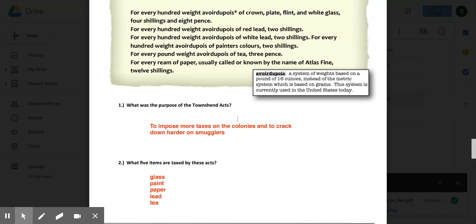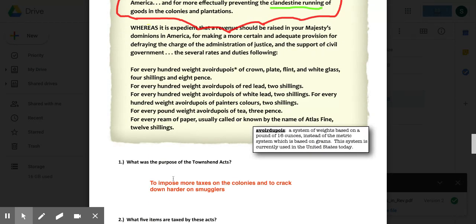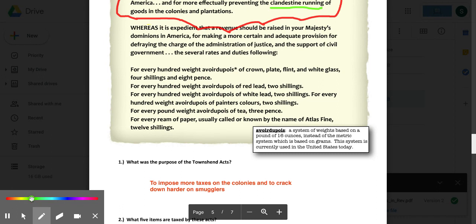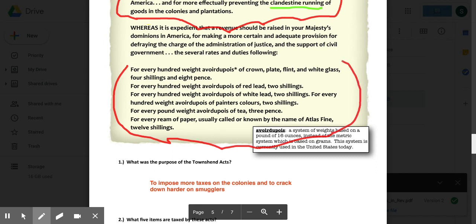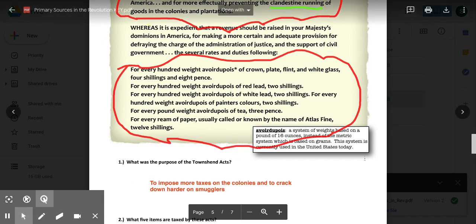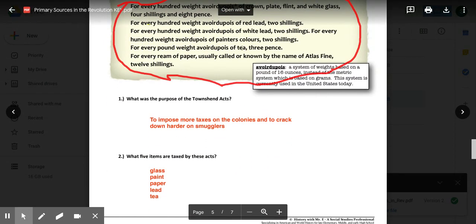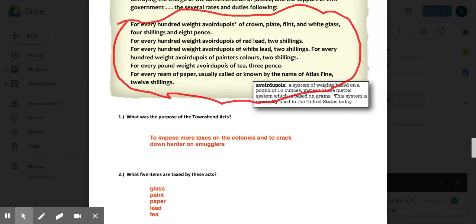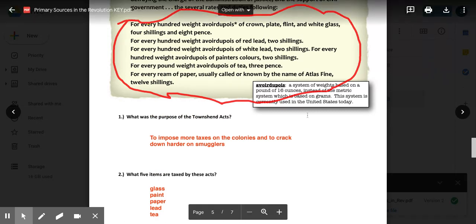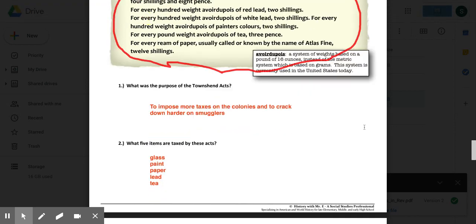It says, what 5 items are taxed by these acts? You guys literally could have chosen anything that is in this paragraph here. So you could have chosen tea, which they have right up here, lead, paper, paint, glass. So they list a whole bunch of things that are going to be taxed based on their weight, whether it's flint, white glass, whether it's lead, whether it's tea, paper. So they give a whole list of things there.